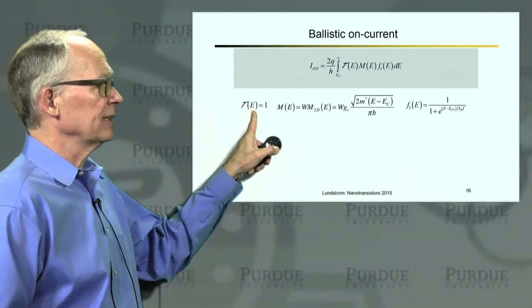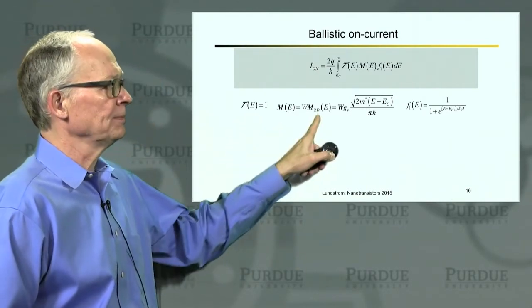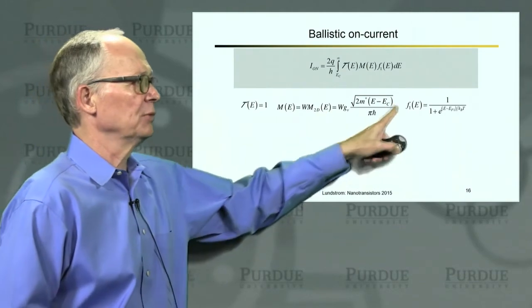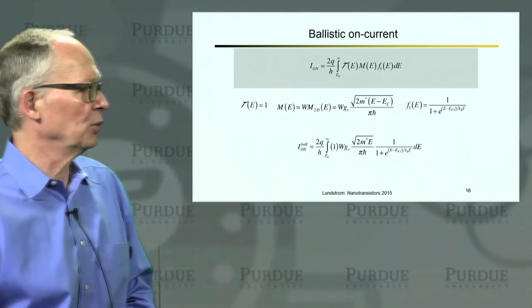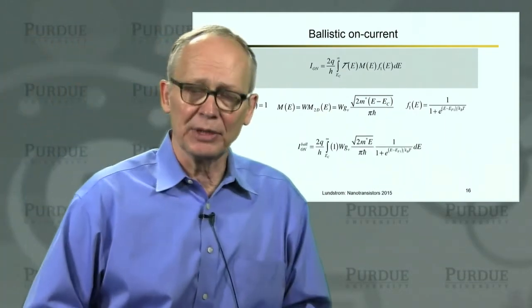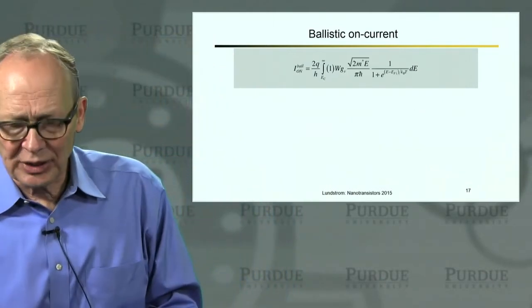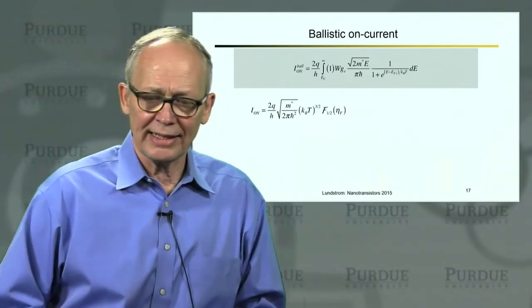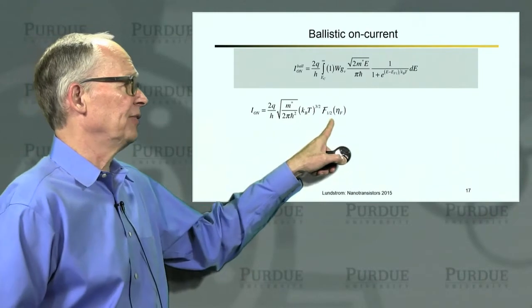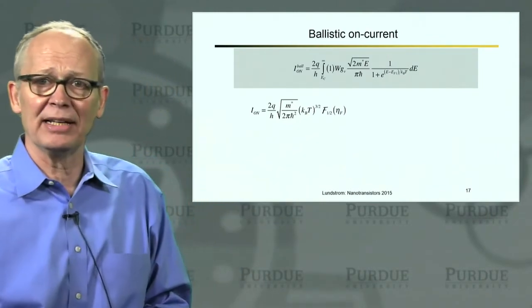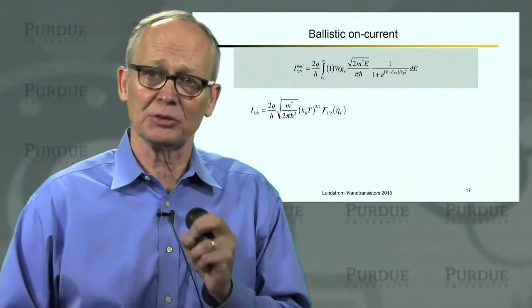We're considering the ballistic case, so the transmission is 1. We know the number of channels. We know the Fermi function of contact 1. We put it all together. We do the integral. If you work that integral out, again, you're going to get Fermi-Dirac integrals, this time an integral of order plus 1/2.